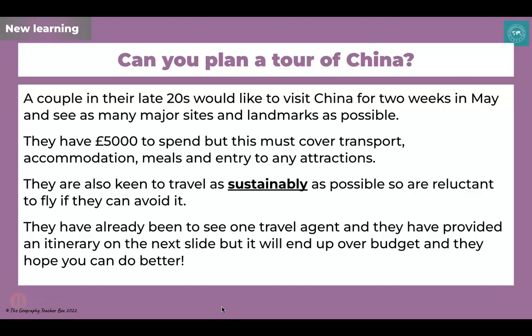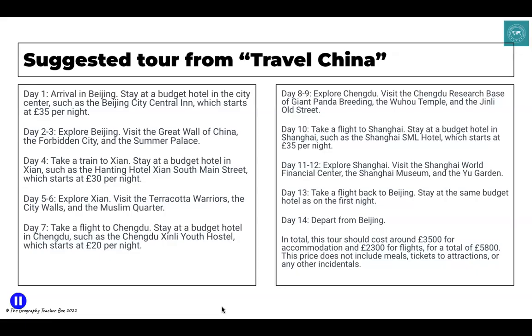So I'm going to show you an example itinerary and get you to use that as your starting point. Okay, so this is a tour that's been put together by Travel China, and you can see it's 2 weeks in total. We've got 14 days there, and it's starting in Beijing. So they've got a whole variety of different places that they're going to. They're going to be seeing things like the Great Wall of China. They're going to be going to see the Terracotta Warriors. They can go to Shanghai and a whole variety of different things. So that might give you a variety of ideas that you could use and incorporate in your own tour.